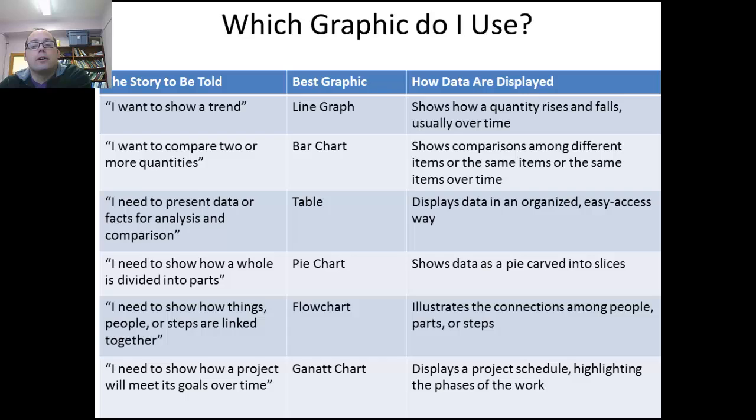Flowcharts are also another really good graphic to use if you want to really show how things, people, or steps are linked together. A flowchart works great, and it illustrates connections among people, parts, or steps. So for those of you who are really trying to create a report on steps to something, how something's done, or connections, this could be a good graph for you. And also, the next one would be needing to show how a project will meet its goals over time. This would display a project schedule, highlighting the phases of the work. Don't see a ton of these, but they do definitely exist in analytical reports.